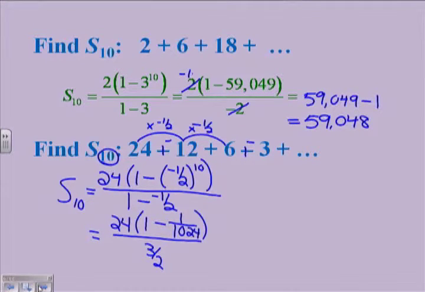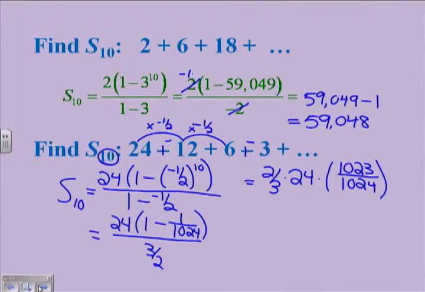Okay. Now to do the arithmetic here, this is a division by 3/2, so I can multiply by 2/3. So I end up with 2/3 times 24 times, and if you can't handle this, do it on a calculator that does fractions, but it's going to be 1,023 over 1,024. Because you don't have one whole minus one little 1,024th.